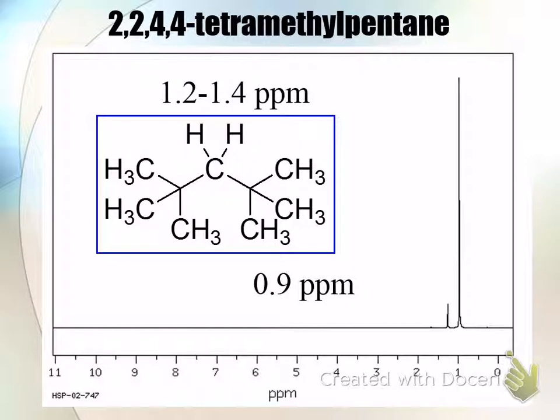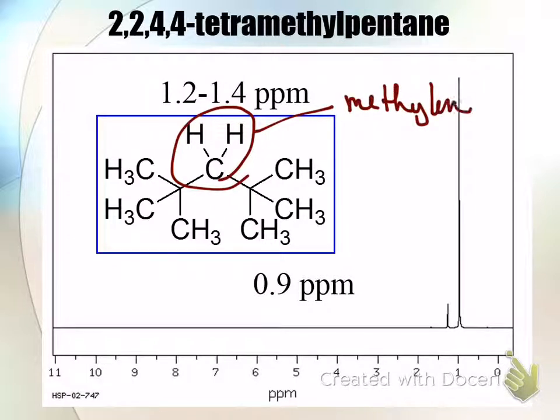So methyl groups are typically around 0.9. Methylene groups, that's what this is called. I keep saying it, but I'm going to write it on paper here. Methylene. A methylene group is typically from 1.2 to 1.4, okay?